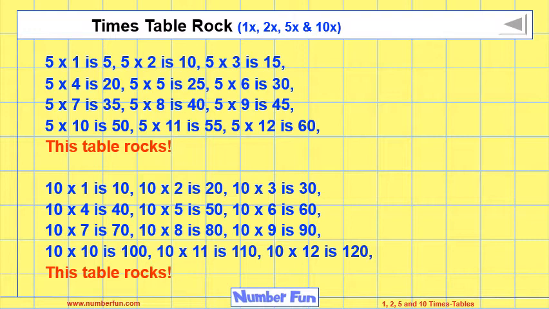Five times 1 is 5, 5 times 2 is 10, 5 times 3 is 15, 5 times 4 is 20, 5 times 5 is 25, 5 times 6 is 30, 5 times 7 is 35, 5 times 8 is 40, 5 times 9 is 45, 5 times 10 is 50, 5 times 11 is 55, 5 times 12 is 60. This table rocks.